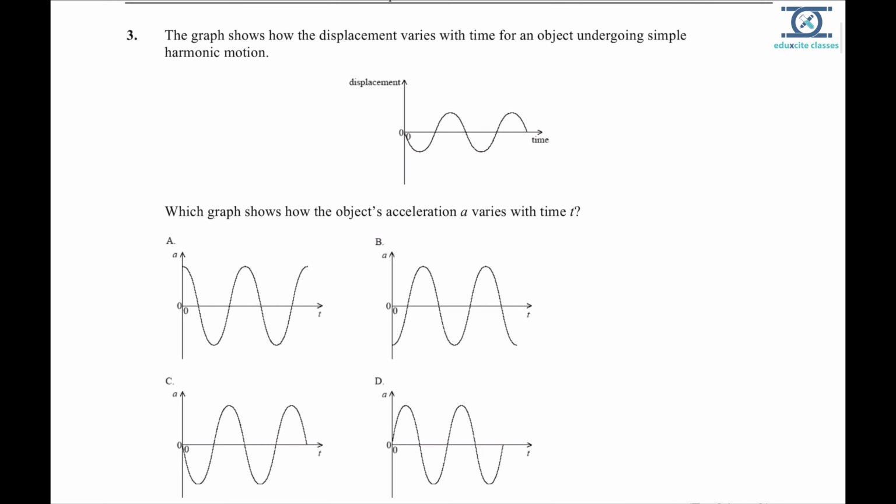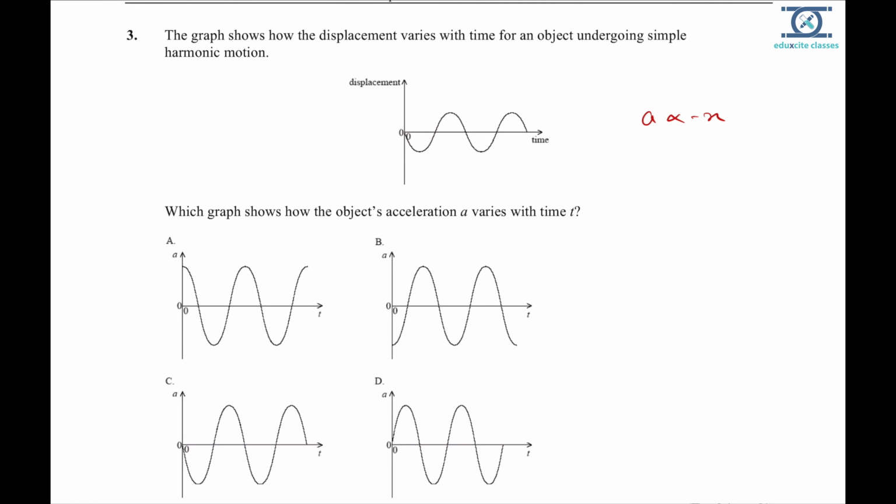Question number 3, the graph shows how the displacement varies with the time of an object undergoing SHM. So this is a displacement versus time graph given to us, and we are supposed to find out how the object's acceleration varies with the time. Again, a is proportional to minus of x. So whenever this relationship is followed, you just have to know one thing. You have to reciprocate the graph. That means the positive part of the graph will be the negative and the negative one will be the positive.